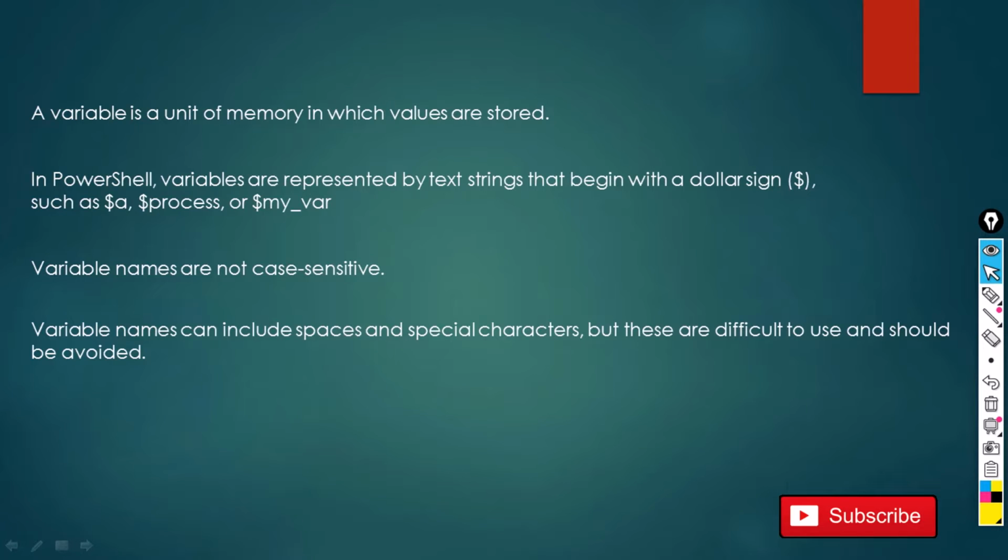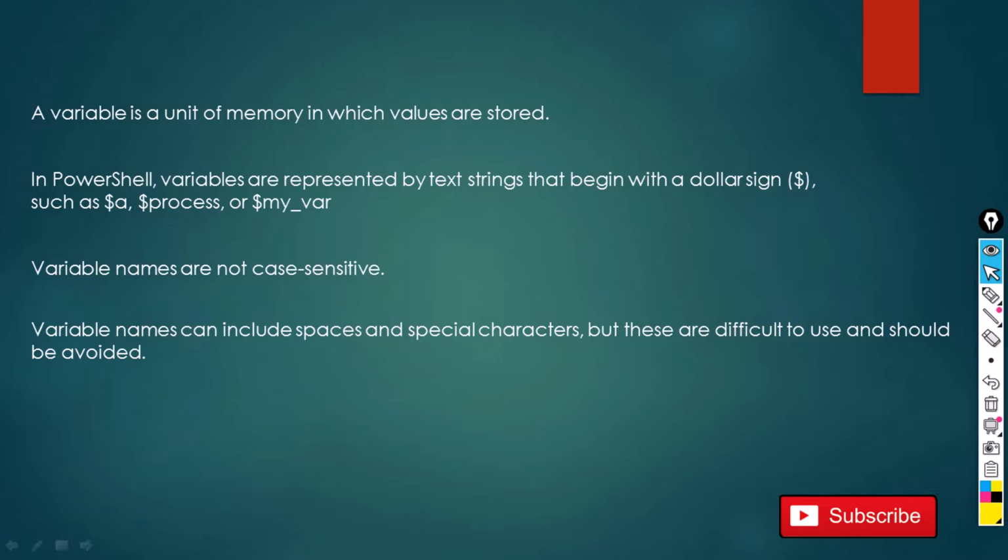So a variable is a unit of memory in which values are stored, which means you can just think of a variable like a folder on your computer. In your folder you normally keep your documents and files. Similar to that, a variable is a space of memory in which you will store some sort of information.